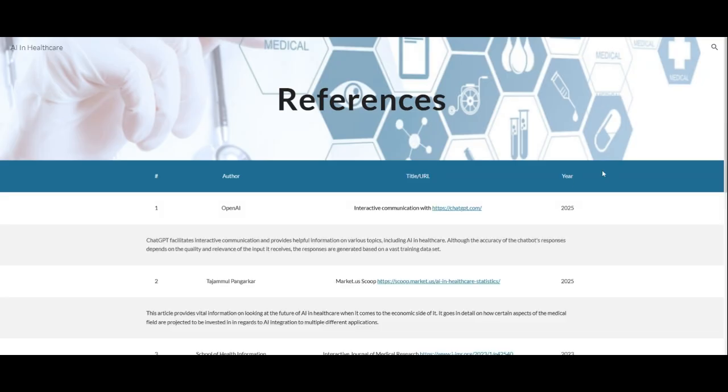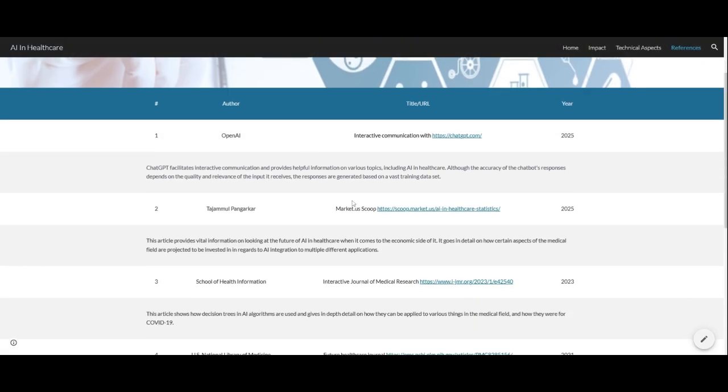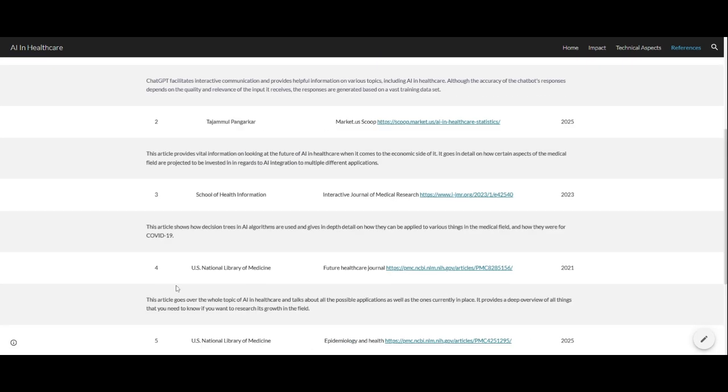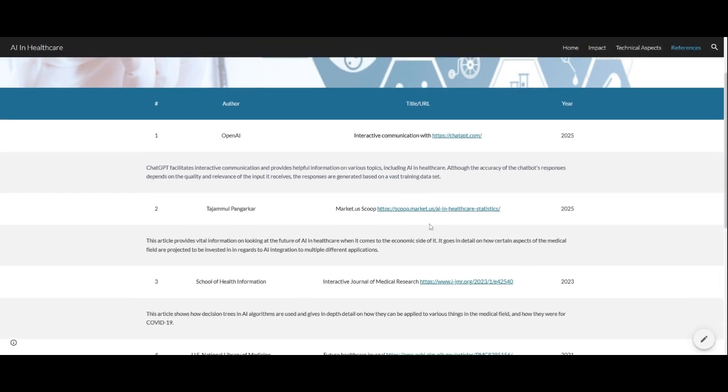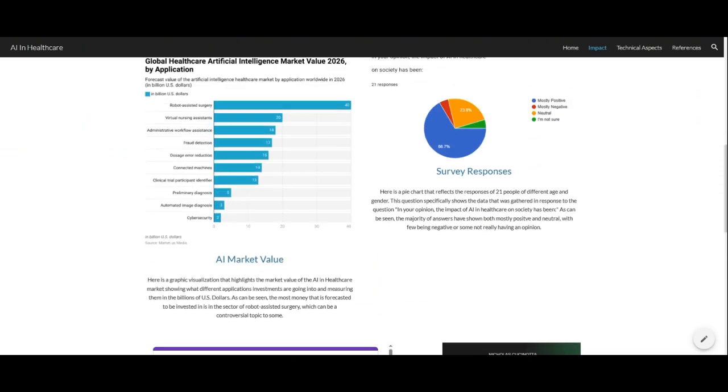And over here, I have my references page. I have 1, 2, 3, 4, 5, 6, 7. I have some references from a general ChatGPT reference. I have something from Market US Scoop, which talks about vital information, looking at AI in healthcare on the economic side of it. This is also where I got the graph for the impact section here.